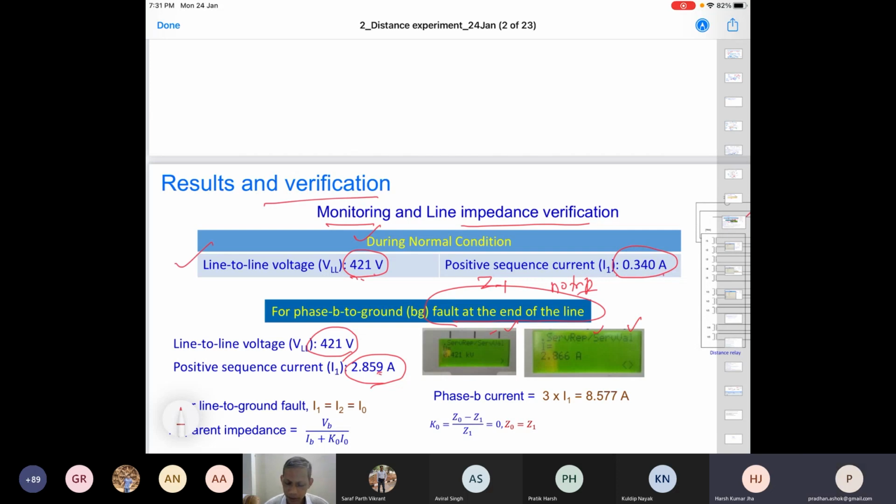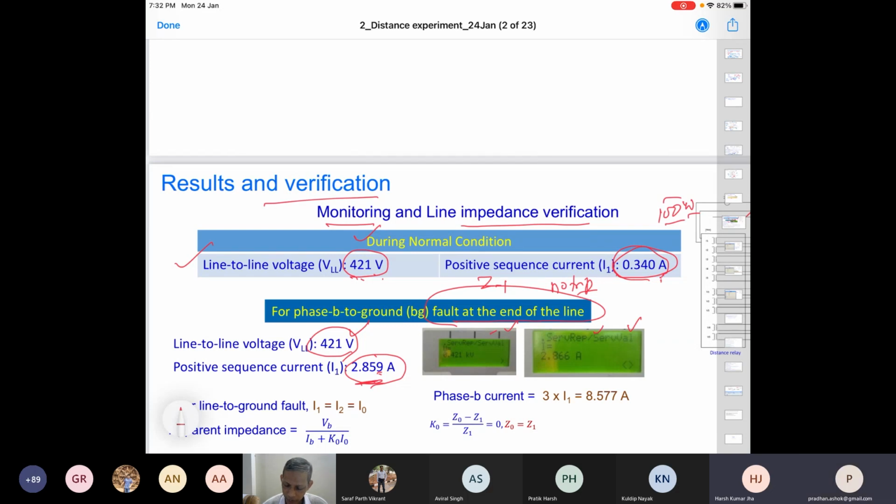The voltage is 421 because the source is very strong, so even when we create that fault, it is not that severe, and that's why the voltage is still maintained. The current here is much higher than the normal current of 0.3 ampere. This 0.3 ampere is because of the bulbs, 100 watt or 300 watt bulbs connected to it.